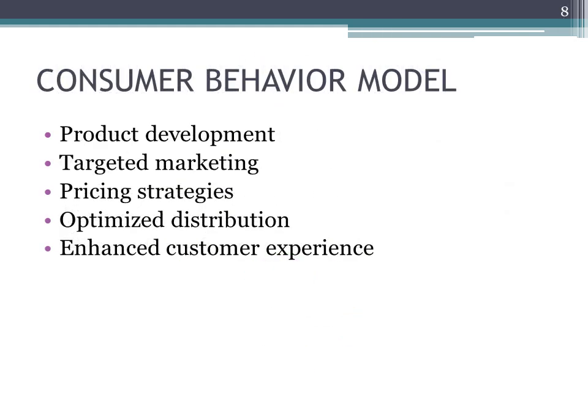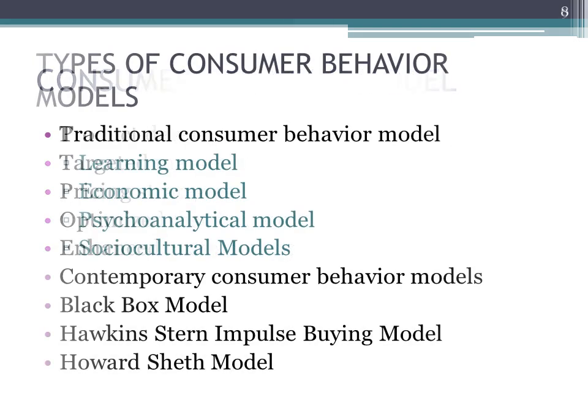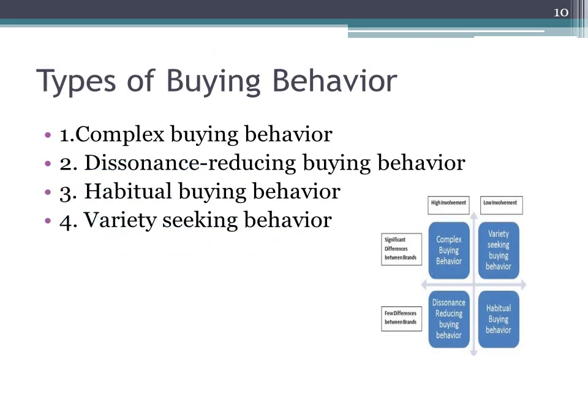Behavior model: product development, targeted marketing, pricing strategies, optimized distribution, enhanced customer experience. Consumer behavior models: traditional models include the learning model, economic model, psychoanalytical model, and socio-cultural model. Contemporary consumer behavior models include the black box model, Hawkins Stern impulse buying model, and Howard Sheth model. Buying behavior: complex buying behavior, dissonance reducing buying behavior, habitual buying behavior, variety seeking behavior.